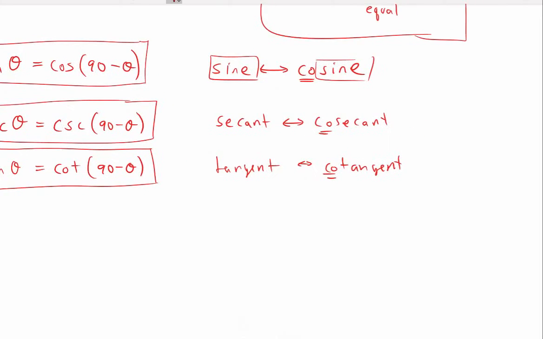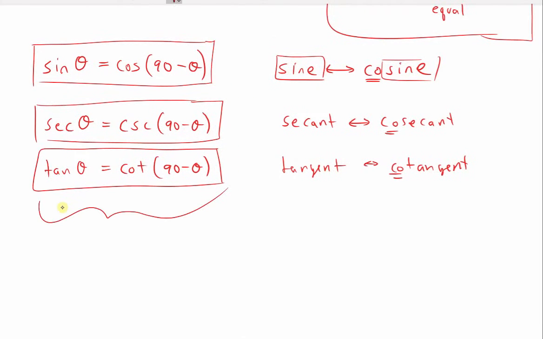So we have three pairs of cofunctions that hold this relationship. These are our pairs of cofunctions. All we mean by cofunctions is that the sine of an angle is equal to the cosine of its complement, or secant of an angle is equal to cosecant of its complement. Tangent of an angle is equal to cotangent of its complement. That's what cofunctions means.